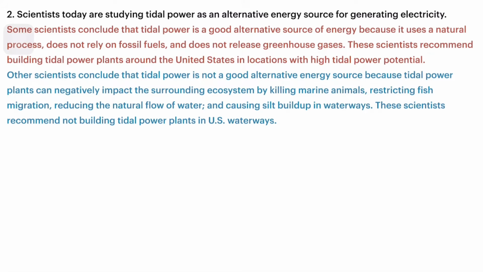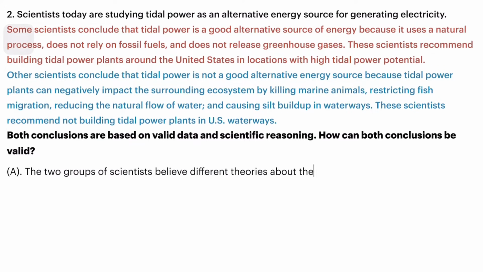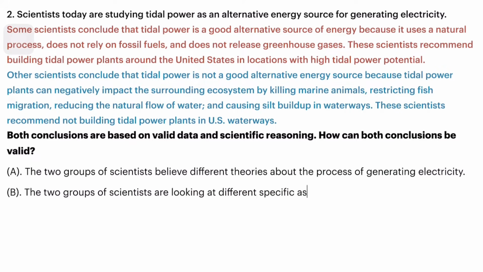Other scientists conclude that tidal power is not a good alternative energy source because tidal power plants can negatively impact the surrounding ecosystem by killing marine animals, restricting fish migration, reducing the natural flow of water, and causing silt buildup in waterways. These scientists recommend not building tidal power plants in U.S. waterways. Both conclusions are based on valid data and scientific reasoning. How can both conclusions be valid?